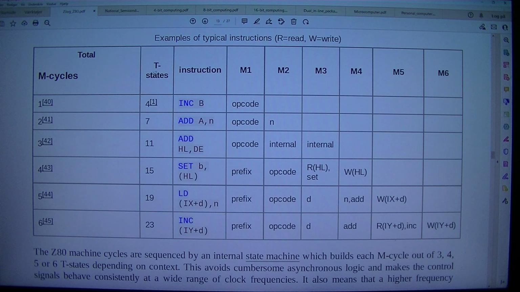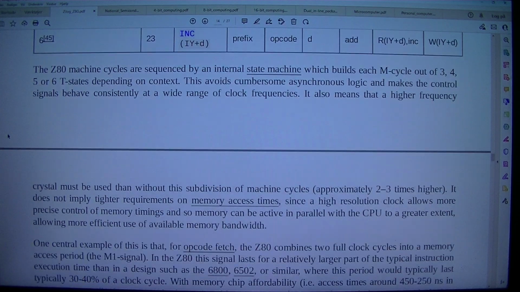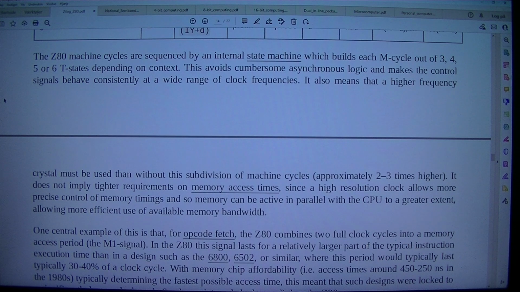Total cycles, T states, instruction, M1, M2, M3, M4, M5, M6: 1, 40, 4, INC B, opcode; 2, 41, 7, ADD, opcode; 3, 42, 11, ADD LD, opcode, internal, internal; 4, 43, 15, SET B,(HL), prefix, opcode, R HL, set, W HL; 5, 44, 19, LD (IX plus D), prefix, opcode, ADD, W (IX plus D); 6, 45, 23, INC (IY plus D), prefix, opcode, ADD, R (IY plus D), INC, W (IY plus D).